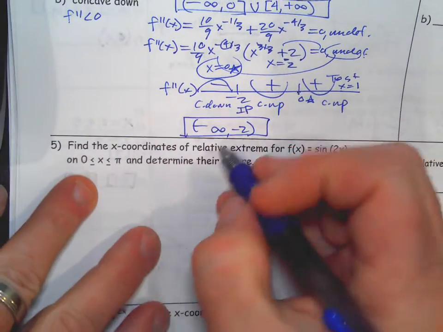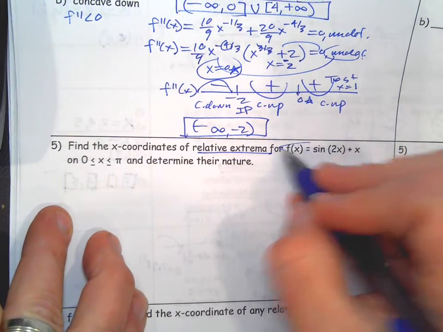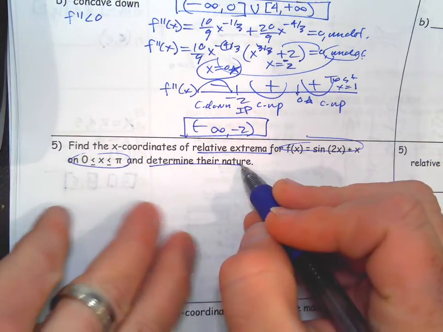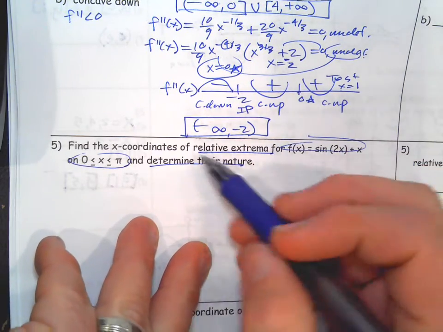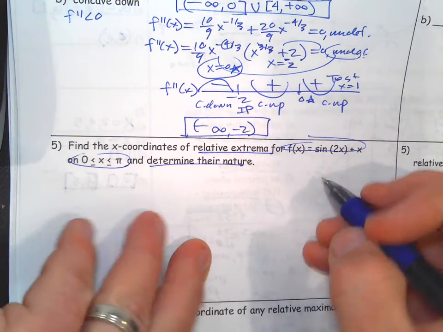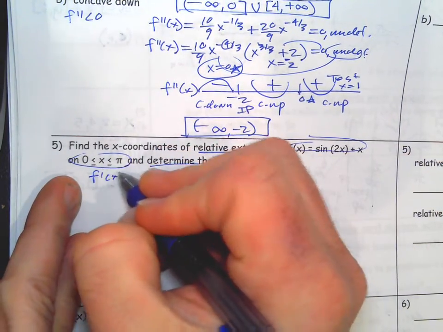5, find the x-coordinates of the relative extrema. That's maxes and mins, relative, of this function with these endpoints. Determine their nature, like is it a max or a min? So you could just say, well, these are all the relative extrema, which includes maxes and mins together. So we need to take the derivative.